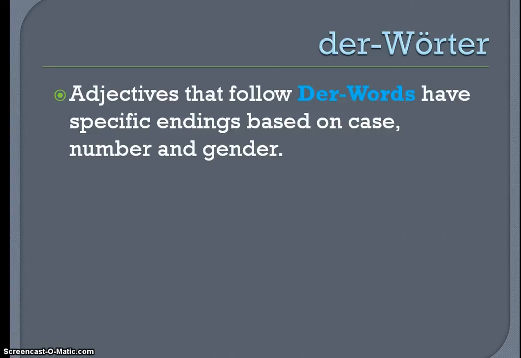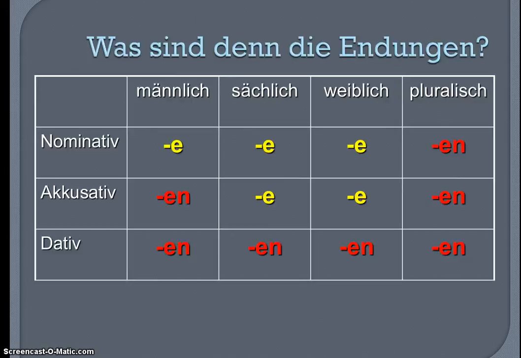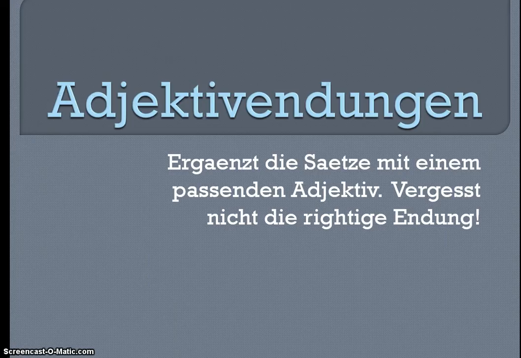Okay, let's move on and look at our endings after der words. Using your yellow chart in front of you, I'd like you to fill it out. For nominative masculine, you're going to have an E. For neuter nominative, an E. For feminine nominative, an E. And for plural, an EN. When you go to the accusative case, the only one that changes is masculine. That's no different than what we're used to with der words, where der changes to den. And in the dative, everything is EN. The nice thing with this set is that it's our easiest one, because we only have two options, E and EN. So now we're going to practice a little.